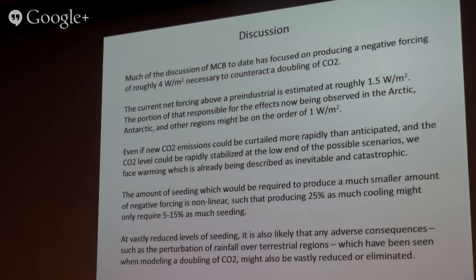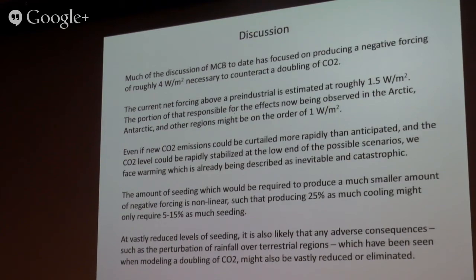What's interesting when you start looking at that level of intervention, rather than the more heroic 4 watts per square meter, is that the amount of seeding you need in terms of surface area is nonlinear. So the first bit of clouds that you see is much more effective than the last bit. So to get 25% as much cooling, you might only need to seed 5 to 15% as much clouds.